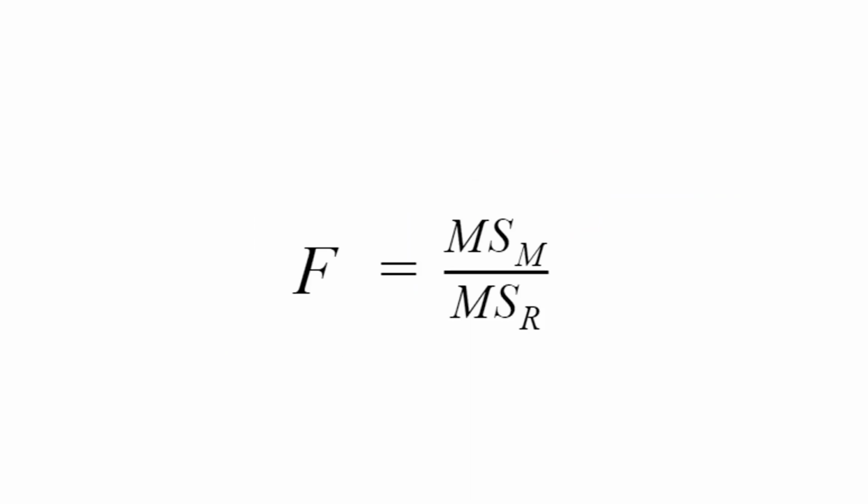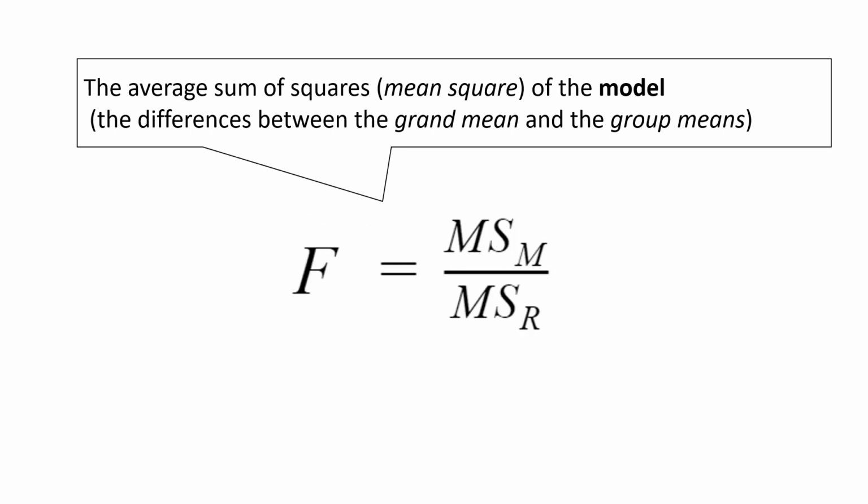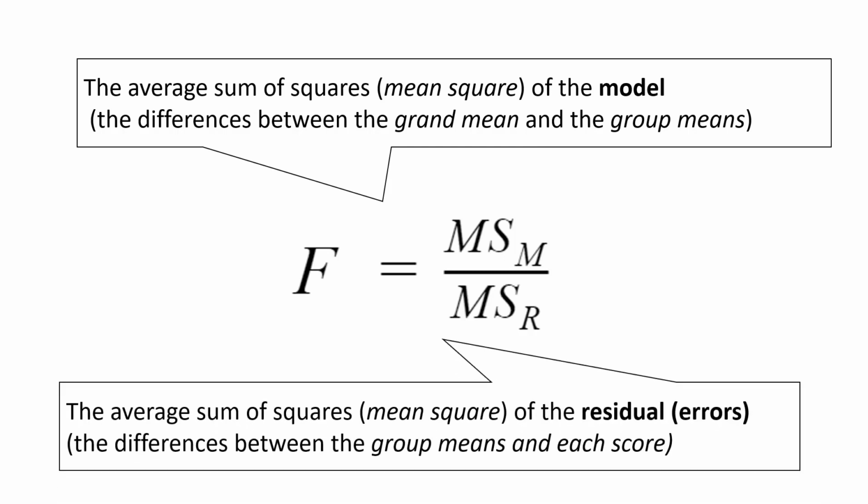So similar to t-test, F-test is calculated by explained variability divided by unexplained variability by the model. Explained variability is the average sum of squares of the model that was calculated based on differences between the grand mean and the group means, which I just explained. Unexplained variability is the average sum of squares of the residual, or the errors, which was calculated based on the differences between the group means and each score, which I just explained.